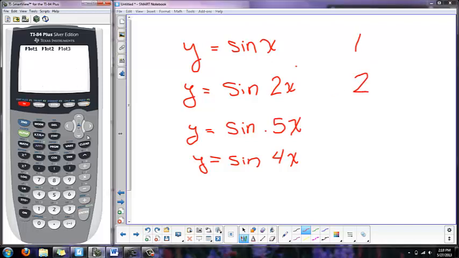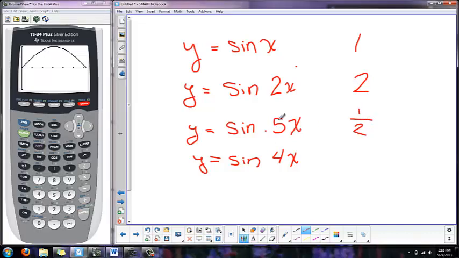Now let's go and graph sine of 0.5x. Let's graph that and see what we see. This time, how many full curves do you see? I only see a half of a curve. I only see it going up to its max and down to 0, but I don't see its minimum. See, we're missing the valley down here. So that's what y equals sine of 1/2 x looks like. I only see 1/2 of a curve.